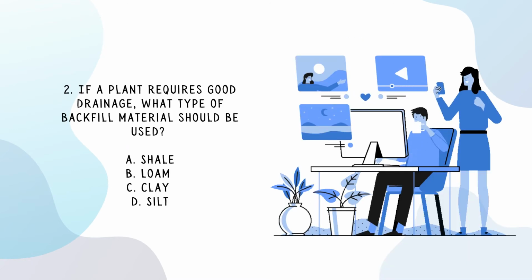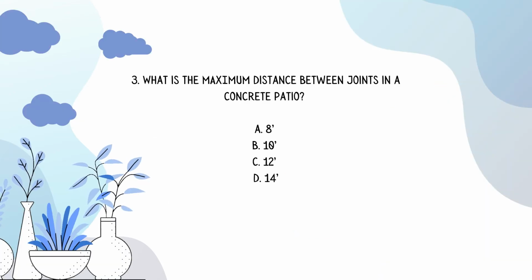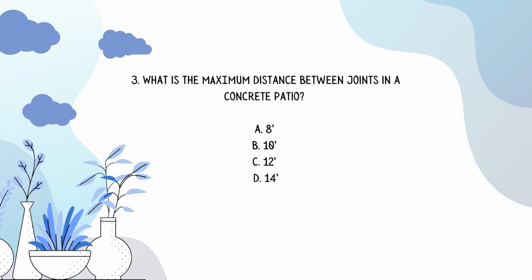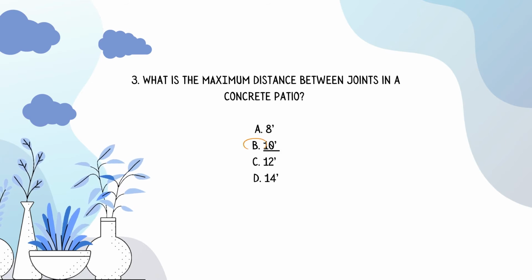If a plant requires good drainage, what type of backfill material should be used? If you guessed B, loam, that's correct. What is the maximum distance between joints in a concrete patio? 10 feet.